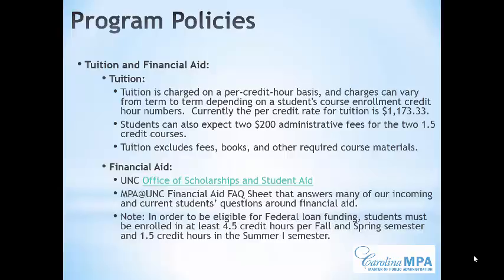An important note, in order to be eligible for federal loan funding, students must be enrolled in a minimum of 4.5 credit hours in the fall and spring terms and 1.5 credit hours in the summer 1 term.